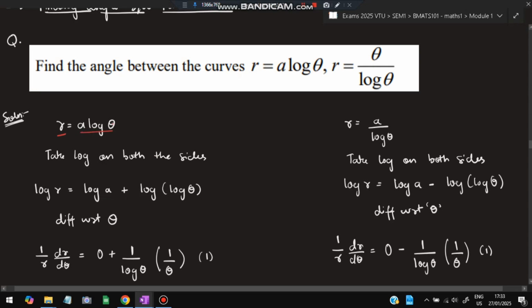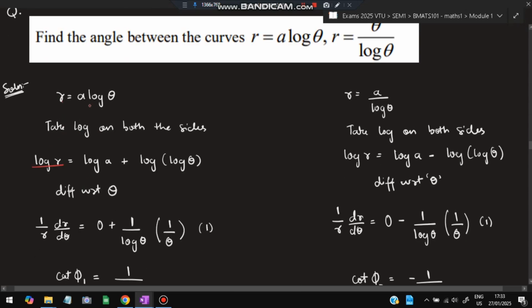r is equal to a log theta. Take log on both the sides. So this will become log r, and this will become log a plus log theta. Why have I taken plus here? Because that's the rule. If you take a into b, log of a into b is equivalent to log a plus log b. This is the logarithmic formula. So log a will be separated here, plus log of log theta.